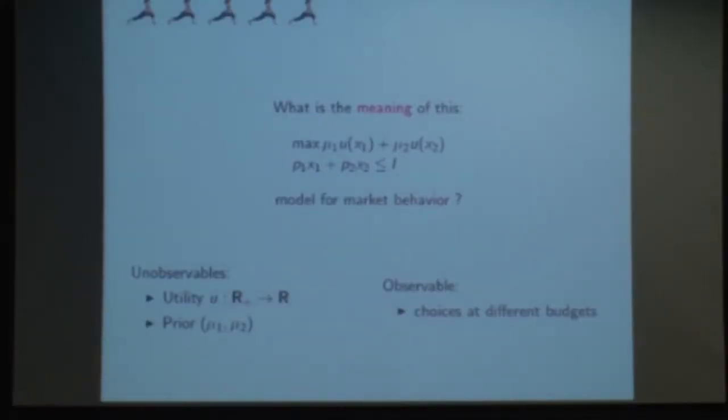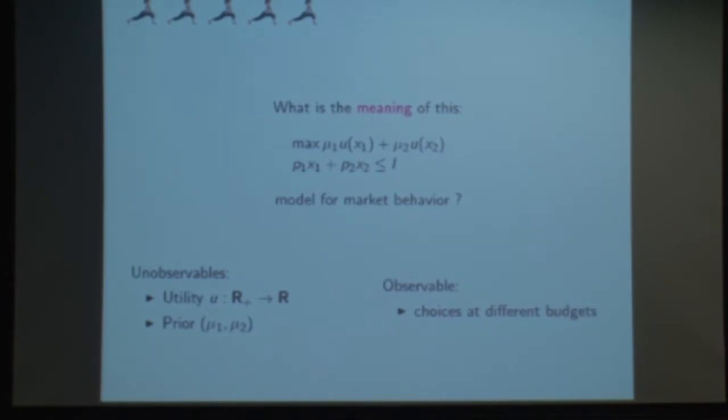You're maximizing mu1 u of x1 plus mu2 u of x2. So this is the expected utility from consumption x1 in state 1 and x2 in state 2. There are 2 states. Subject to a budget constraint. So you buy Arrow securities for the states x1 and x2, and this is your budget constraint. Okay, so this is your model.